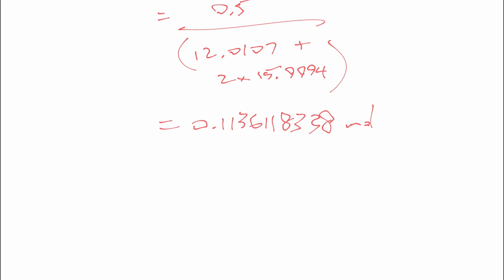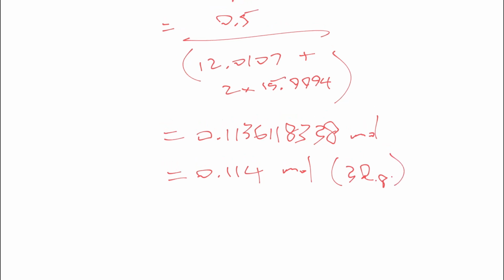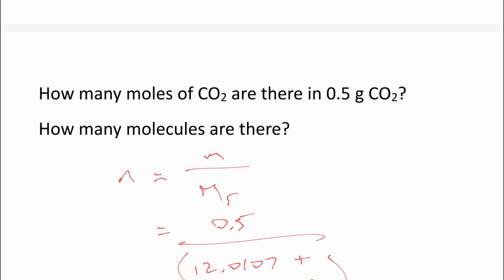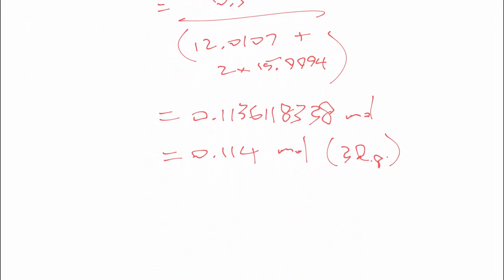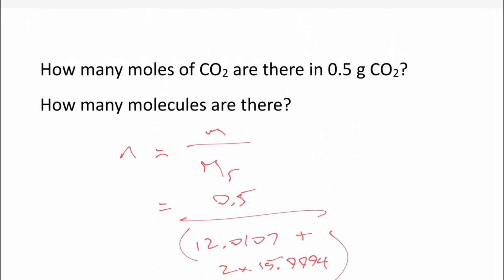Now, we wouldn't leave our answer as that. You don't go giving that many decimal places. That would be crazy. Let's go to 3 decimal places, 0.114 mole. Now, when you round, you really should show your rounding. I've rounded to 3 decimal places, so I should say that I've rounded to 3 decimal places. So that's the answer to the first part. The first part was, how many moles are there? Well, there are 0.114 mole of CO2 in that half gram sample.